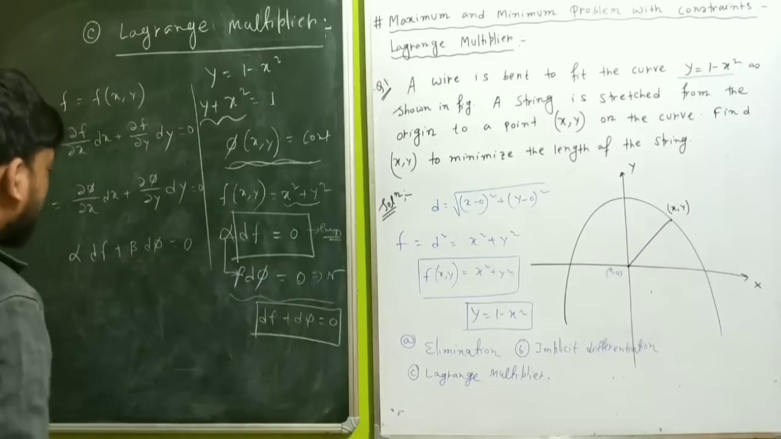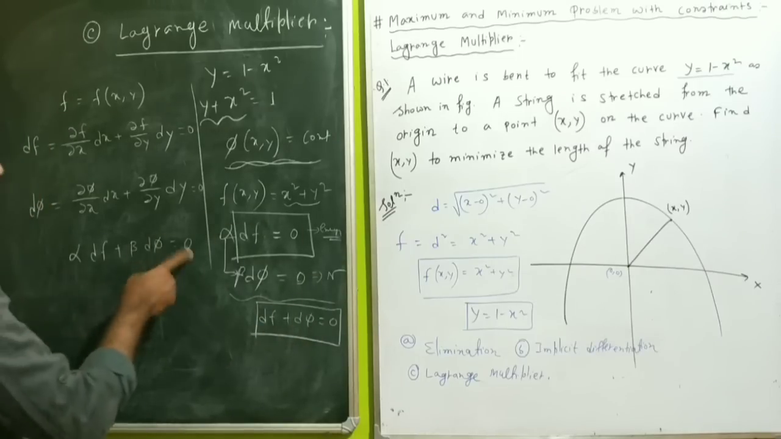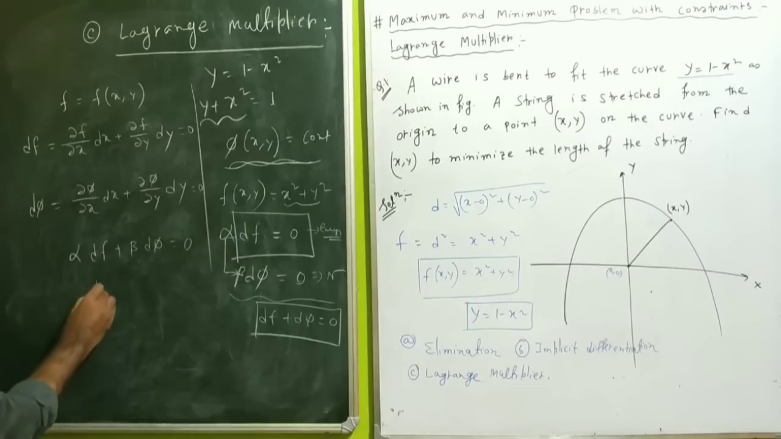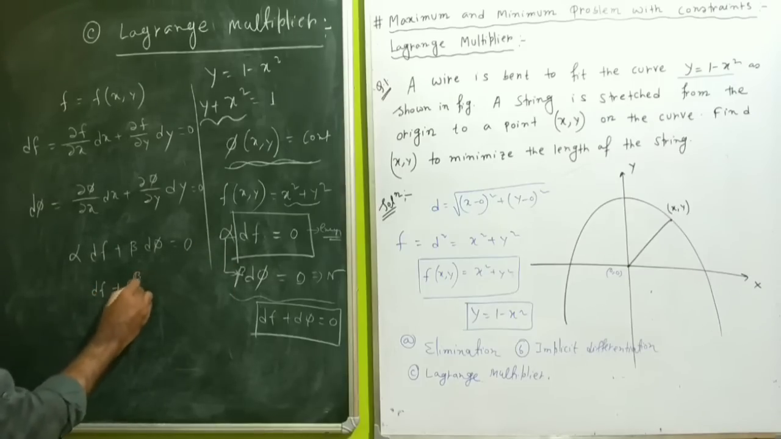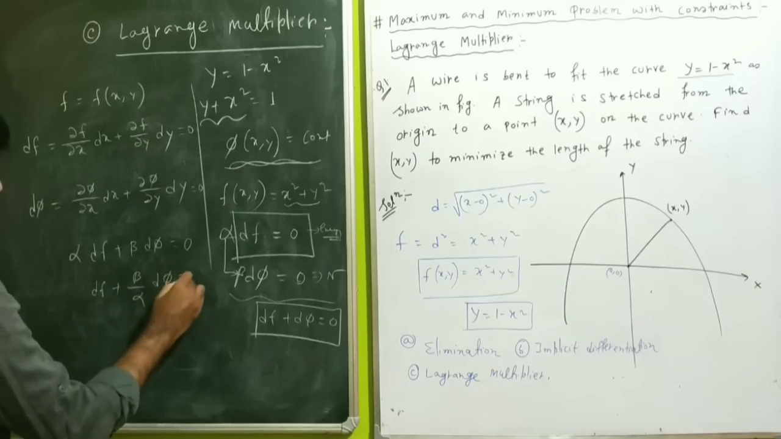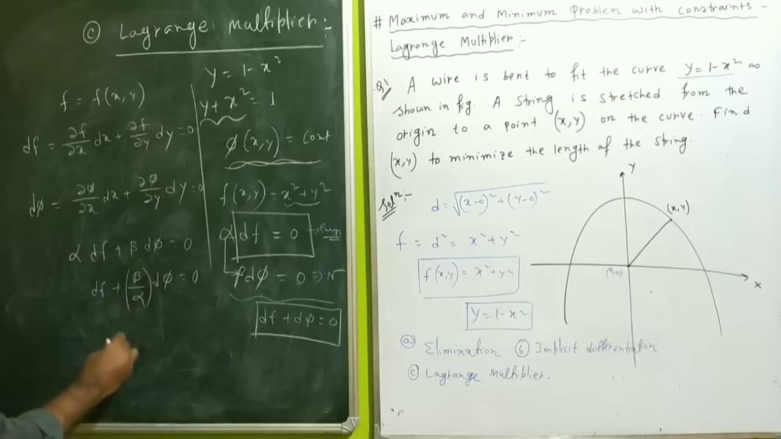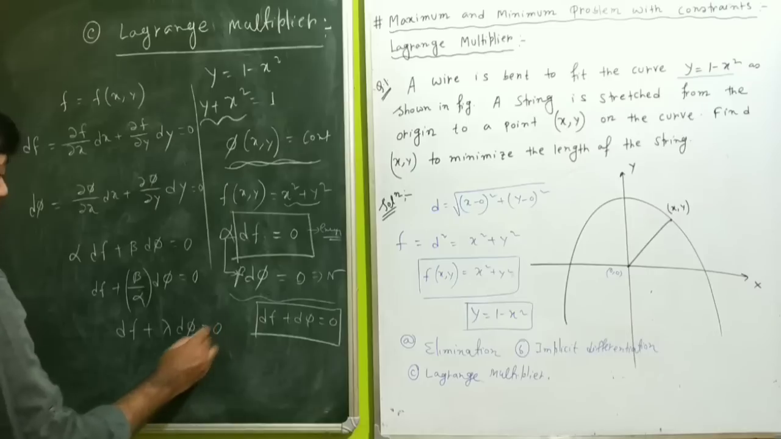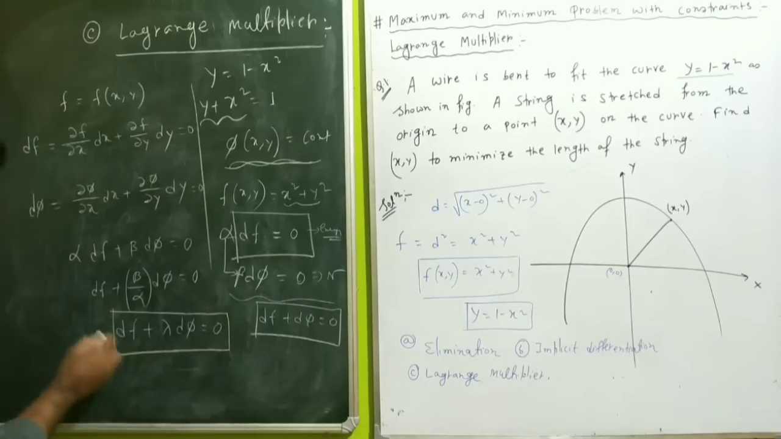Lagrange is an undetermined multiplier. So alpha df plus beta d phi will finally give you 0. Instead of these two constants, you can make it one constant. If you divide the whole equation by alpha, you will get df plus beta by alpha into d phi is equal to 0, and this beta by alpha you can take as lambda. So df plus lambda d phi is equal to 0. We have to use this equation.